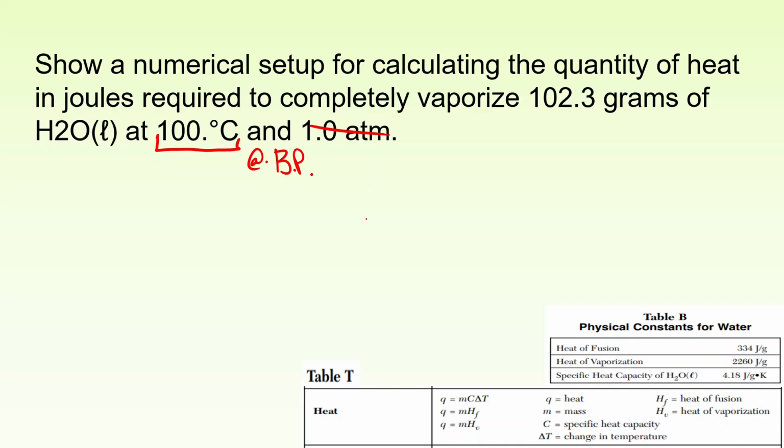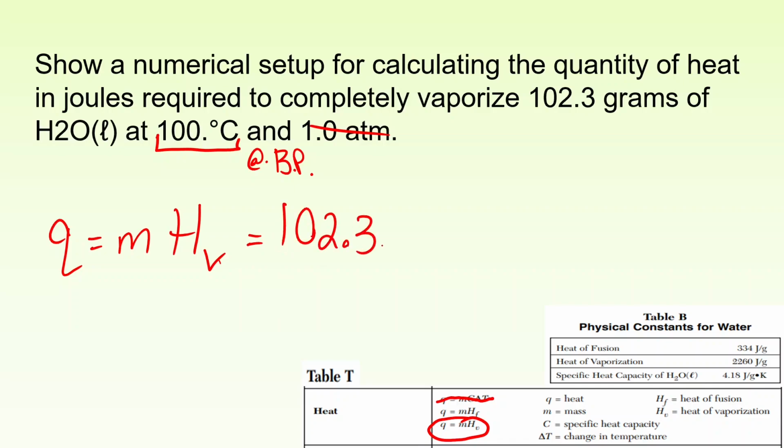All right, well, let's see. Which equation? I don't have a change in temperature, so I know it can't be this MC delta T. And I have it vaporizing, so I'm going to want to use this one. So I use Q equals MHV. Now I can plug in my numbers. Well, what is my mass? 102.3 grams times my HV, which I look on the front of my reference tables. There it is, 2,260 joules per gram. My grams cancels out, and I now have my numerical setup. I didn't even want the answer. There it is. That's my numerical setup.